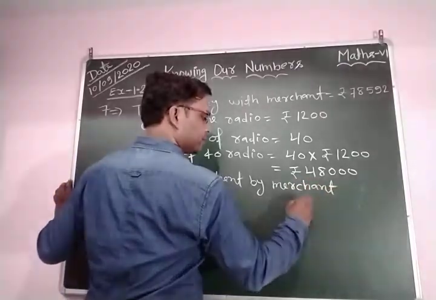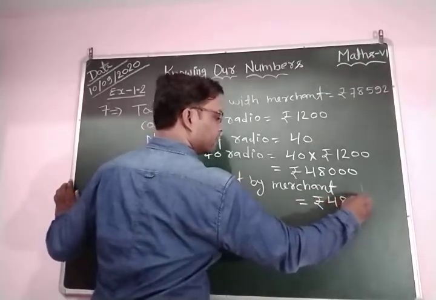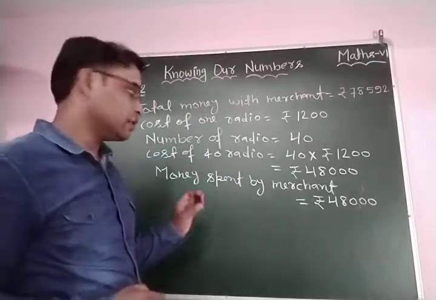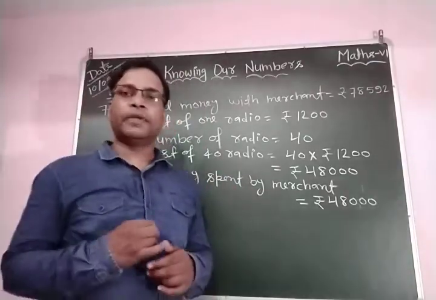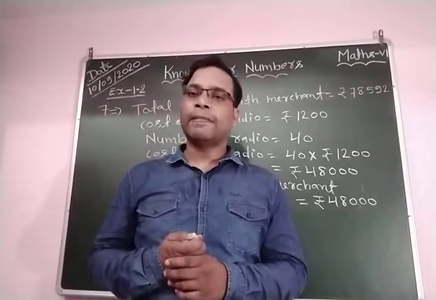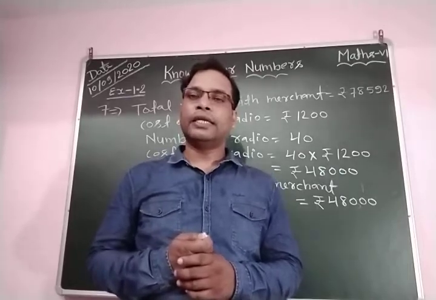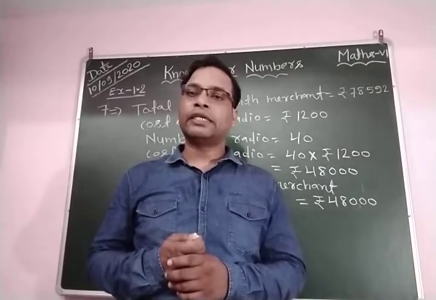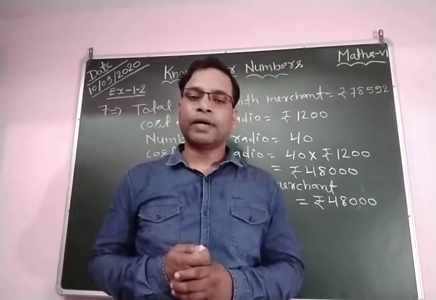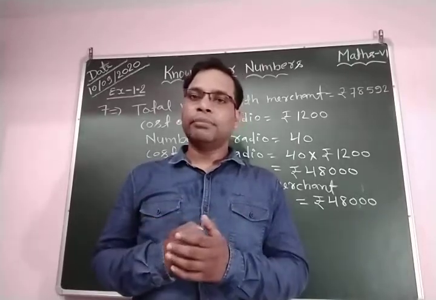This is equal to rupees 48,000. Clear? The money spent by the merchant is equal to 48,000, because he bought 40 radios for 48,000 rupees, and he has 78,592 rupees. Now we find the money left with the merchant. How much money is left with the merchant?